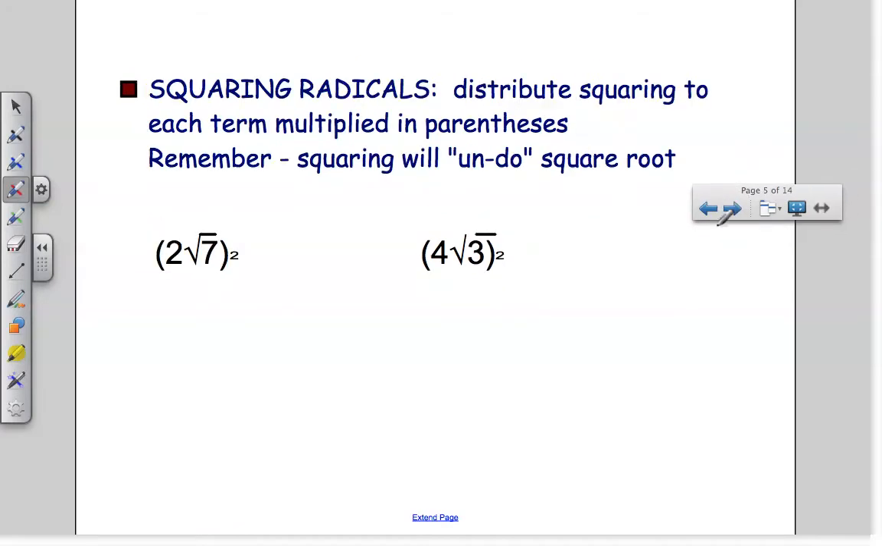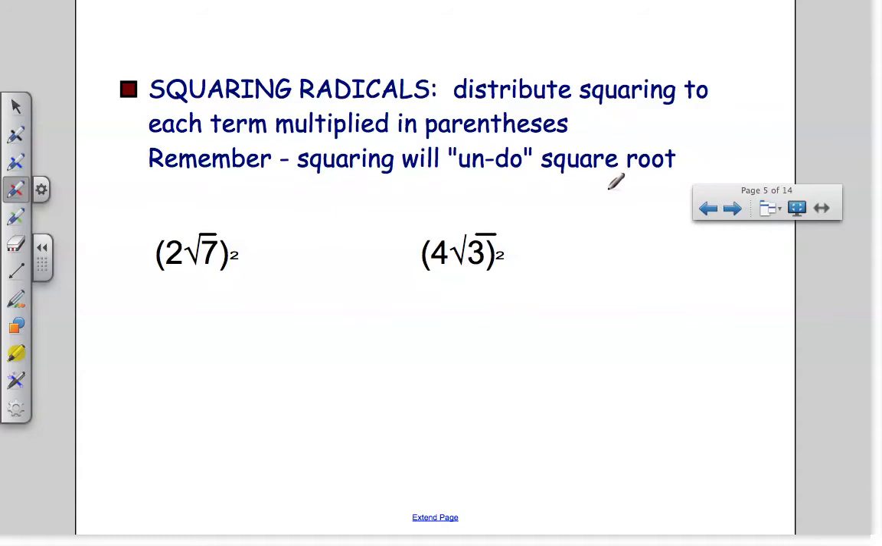You should also be able to square radicals today. Sorry about these crazy square roots. I have to try to put those bars and they move over, so I apologize for that. But squaring radicals, make sure that you are kind of, in a sense, distributing. I mean, it's not really distributing, but in a sense, you're squaring everything in the parentheses. Okay. So if you have a set of parentheses and you're squaring, I'm squaring 2, I'm squaring square root of 7 as well. And remember that squaring undoes square root.